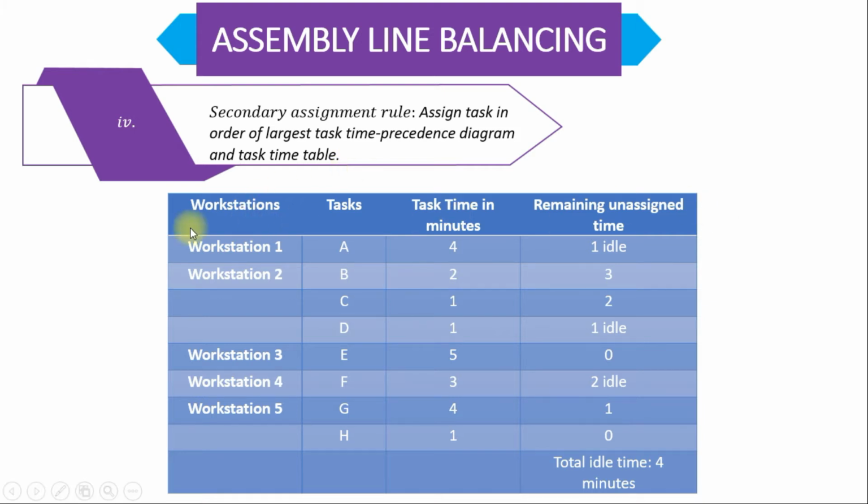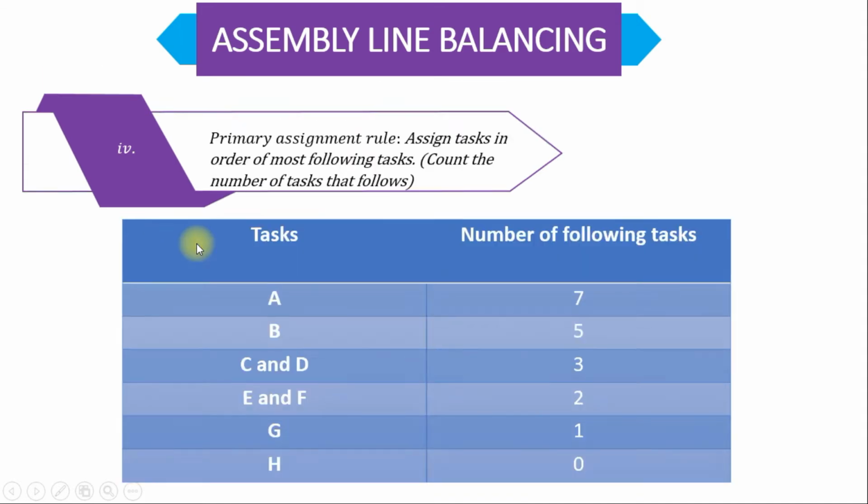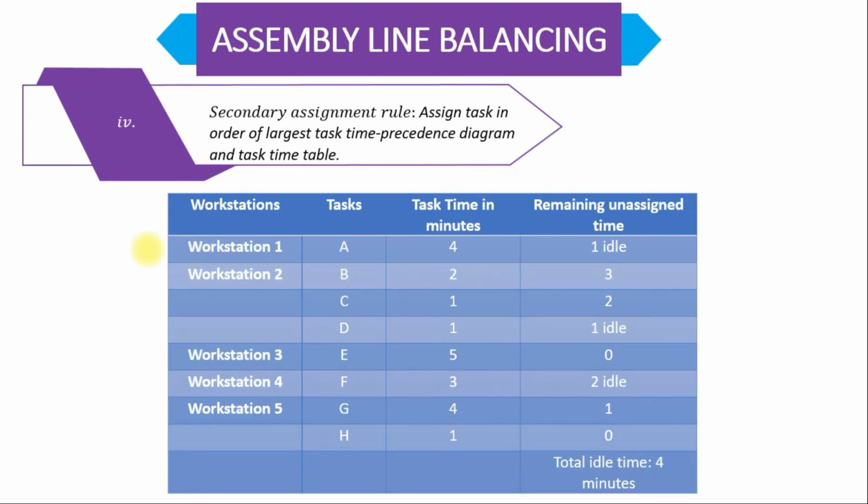So we have a table here where we have the workstations. You can see that the total number of workstations used was 5, which matched the theoretical number of workstations. But in some cases, like I said, it might not be the same. We'll go through this table quickly. Let's move on to the first task, which was task A. Since there was no tie, we assign task A to workstation 1, which is the first workstation.